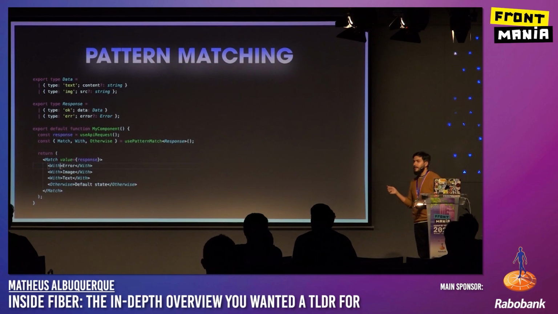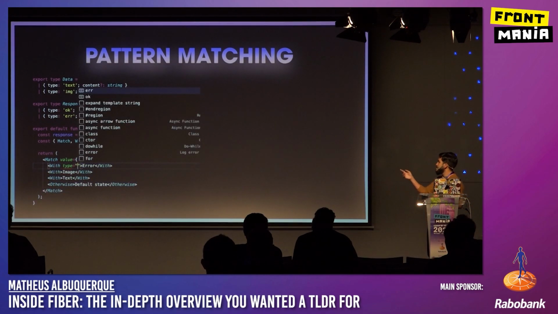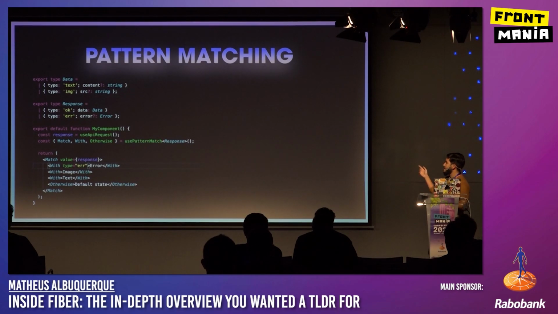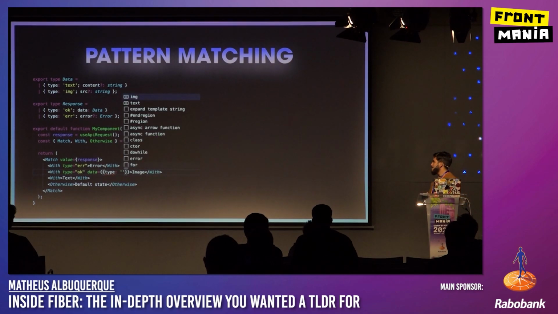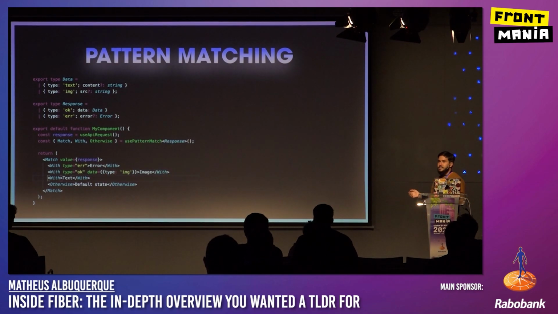So in this code, what I have is a hook that is basically performing an API call, and then I have these three components: match, with, and otherwise. Via props, I am matching the shape of the return of my API call. For example, if that's an error, I'm rendering the error message. But if that's okay and my data is a text, I render the text. And if that's an image, I render the image. Basically, I'm matching against the shape of the object, and it's fully typed, as you see. So this is really, really powerful.